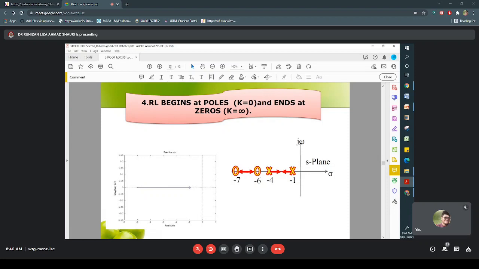Do you remember this one? Which page is that? The example.